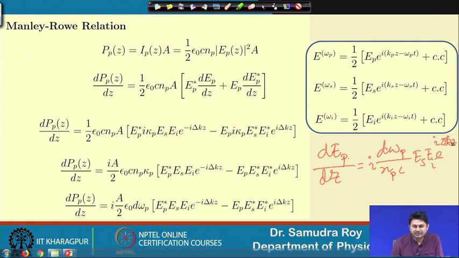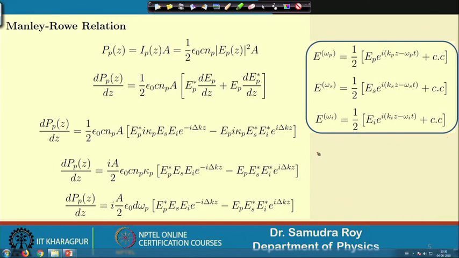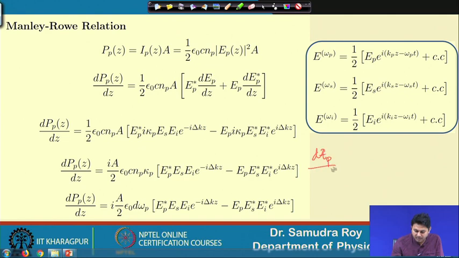This was the expression that we had derived in our previous class. Now we will introduce one term called kappa p, which is d omega p divided by n p into c. Then this expression can be simplified, and dE p/dz is equal to i kappa p E s E i e to the power i delta k z.